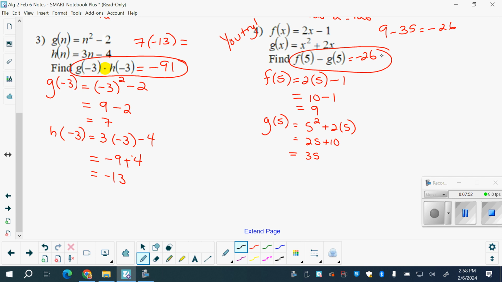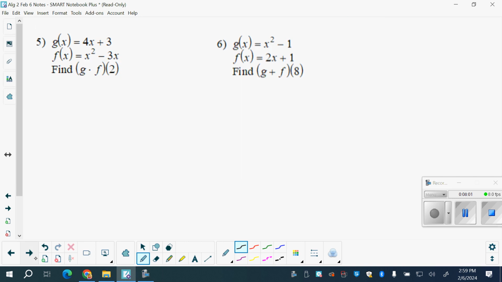Last two. You guys still looking at this? Okay, so our notation is different here. It says g times f of 2. It means the same thing. It really means the same as g of 2 times f of 2. It's just written differently. So you have to recognize both those different types of notation.